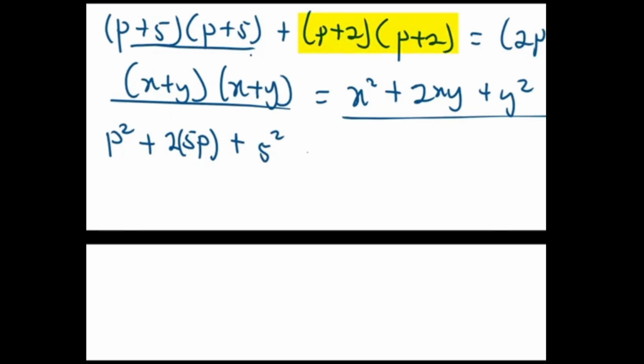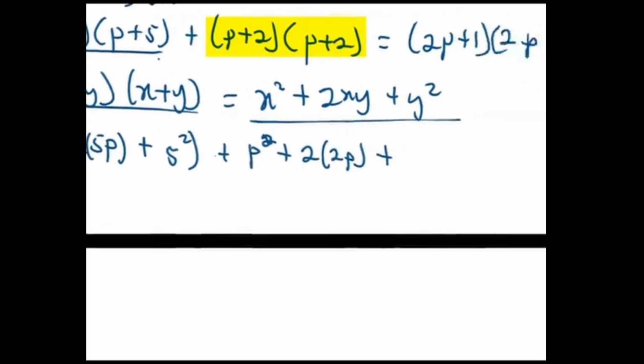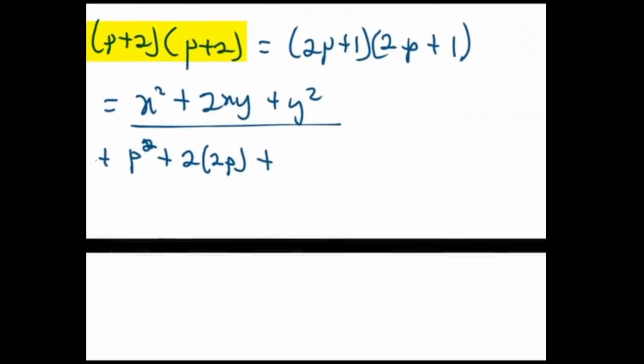We'll do the same thing to this term, so let me put this in bracket, plus then this term is also the same thing, the first term squared plus 2 multiplying the product of the two terms, which is 2 times P, so that will give us 4P, plus the last term squared. What is the last term? That is 2, so 2 squared.